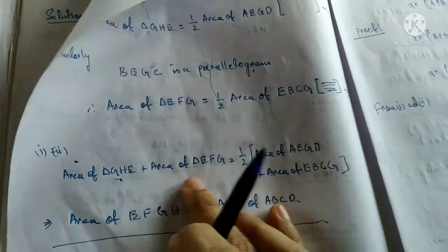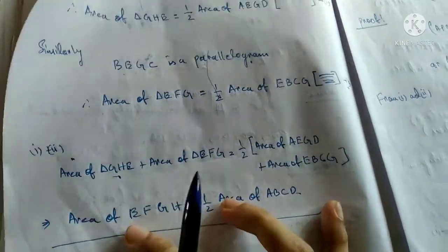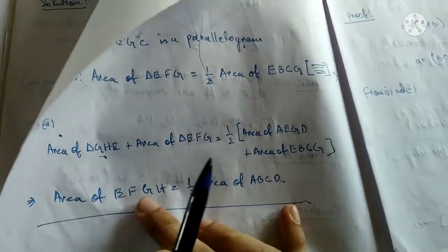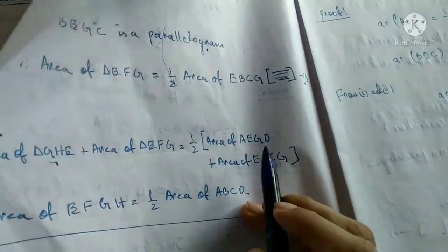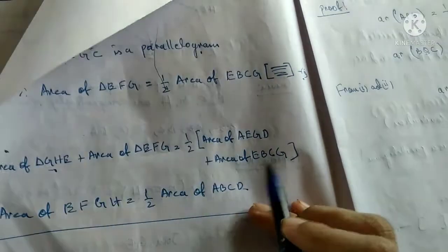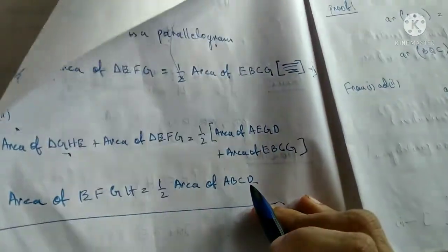So area of triangle GHE plus area of triangle EFG, this I will get area of EFGH, and this will be equal to half area of AEGD plus area of EBCG. It will become area of ABCD. Understand? This is our proof.